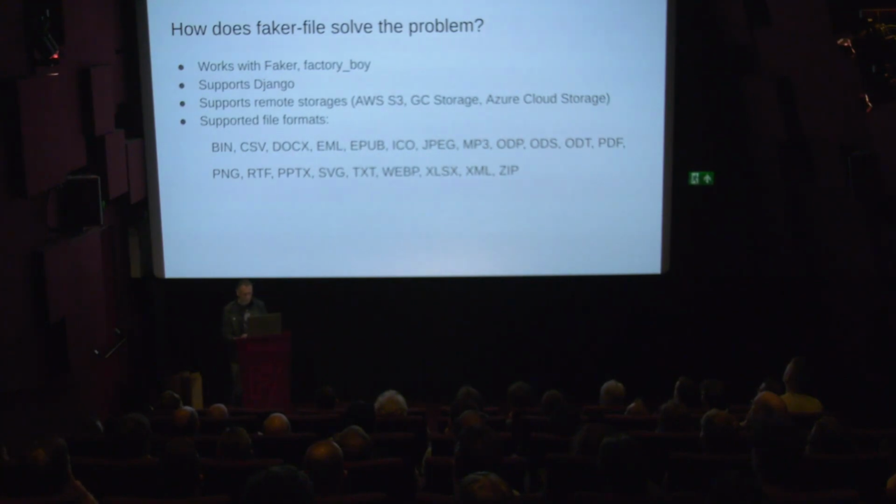How does Faker file solve the problem? In essence, Faker file is just a set of providers for the famous Faker library. You can use it with Faker and Factory Boy for ORM integration to use dynamic fixtures. It works well with Django. It supports remote storages such as AWS S3, Google Cloud Storage, Azure Cloud Storage, and you are in full control of the generated content. By default, for most base cases, content is generated using Faker's text method, but you could easily tweak that usage in a content argument. You could use it to run a comprehensive test of your pipeline in your favorite cloud.